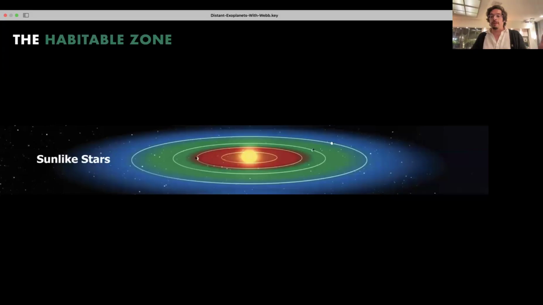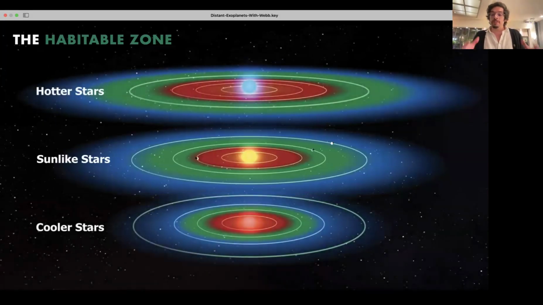For sun-like stars, that's pretty far away. It's this 1 AU distance, which is hundreds of millions of kilometers from the sun. But for cooler stars, just like a heater, if you want to feel the same heat, you have to get closer if your heater is smaller. And the habitable zones of these stars are actually closer to their stars too.